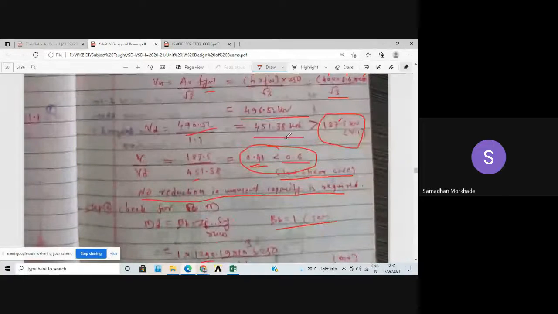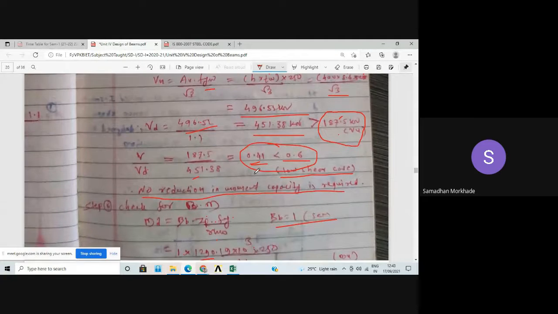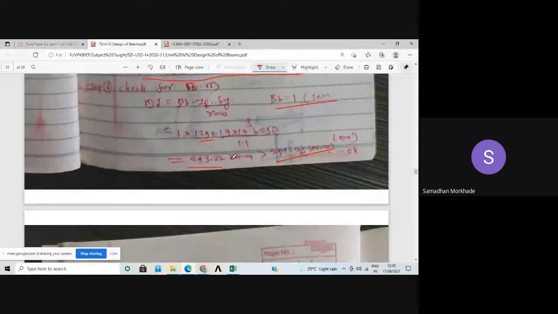Safe in shear, because VD is more than V, which means the design shear force is more than the actual shear force. Similarly, the design bending moment is more than the actual bending moment, MD more than M, as per the IS code. Okay, so this is over.